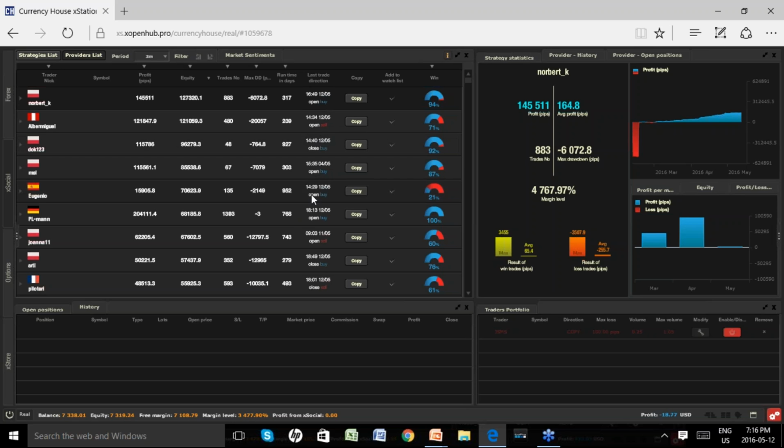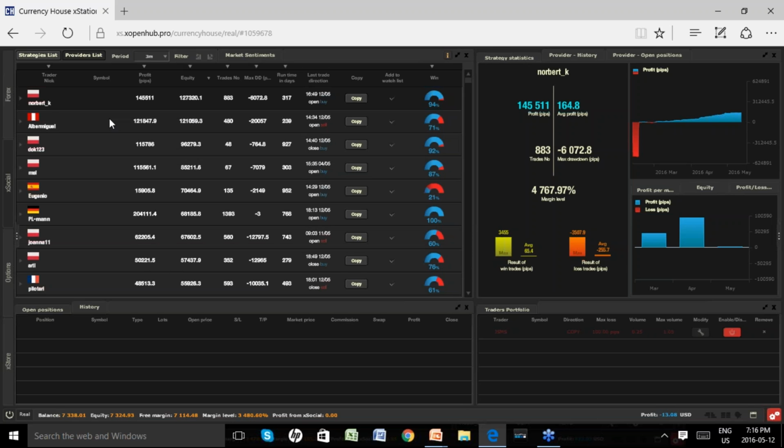Last trade direction, what they traded and when. The copy button, this is what we're going to examine a little bit closer, and just your ability to add them to your watch list. And finally, the winning percentage that the trader has. So what is their winning percentage? How many times have they guessed right?